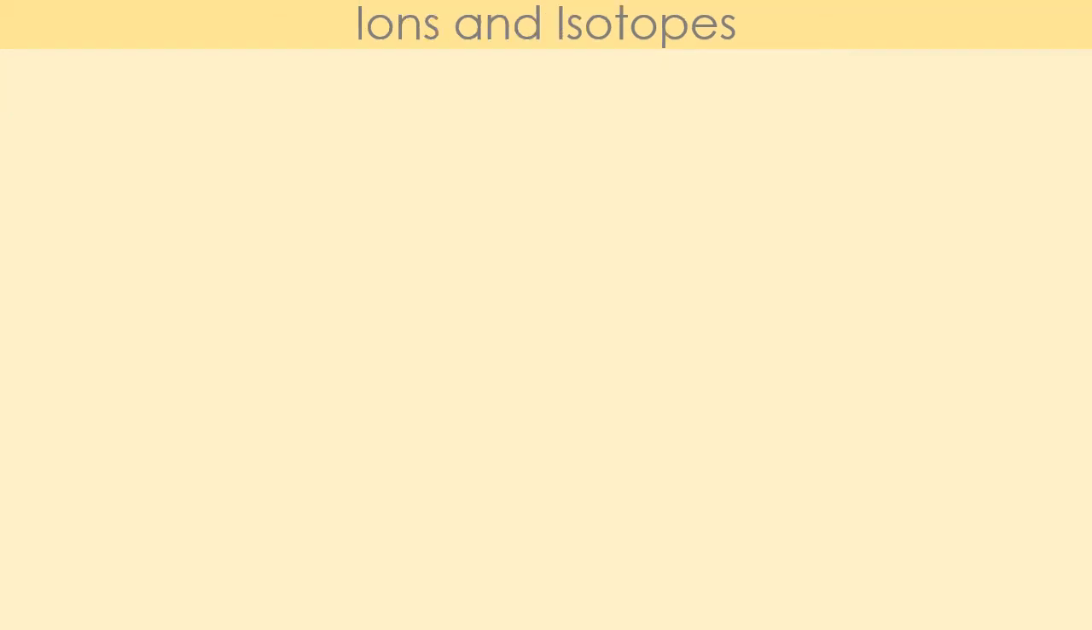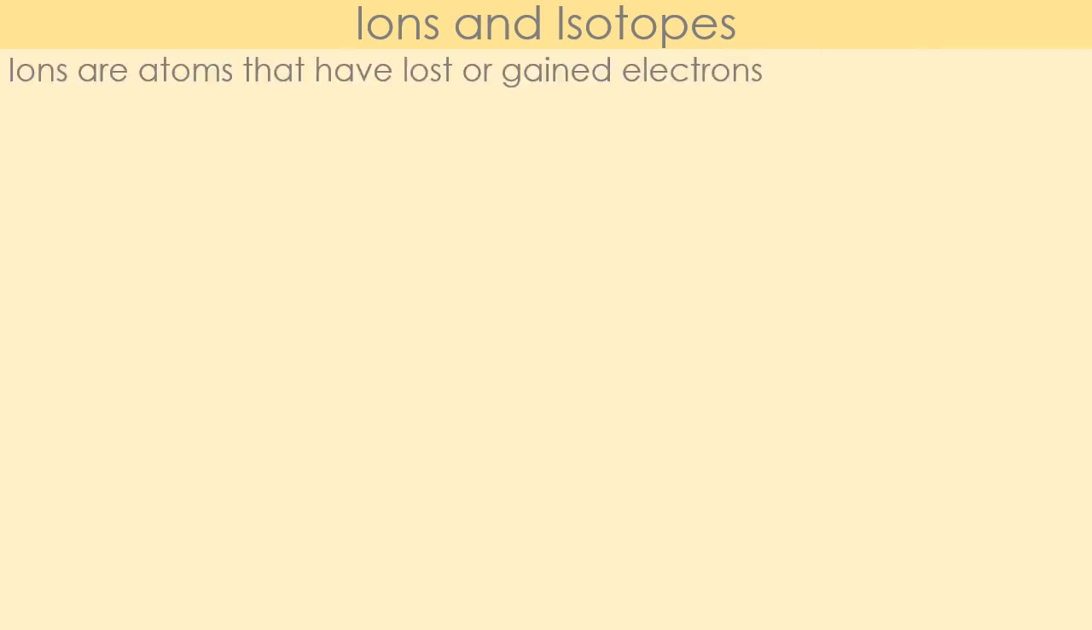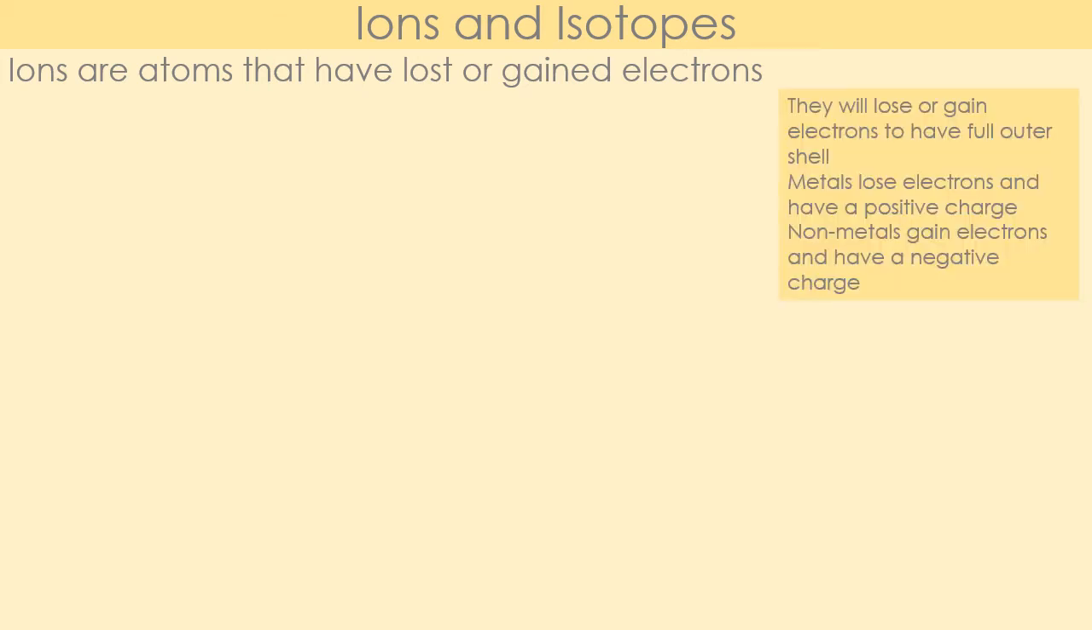We're now going to have a look at ions and isotopes. People often get these mixed up, but ions are atoms that have either lost or gained electrons. And they'll lose or gain those electrons to have a full outer shell. Metals will lose electrons and have a positive charge. Non-metals will gain electrons and have a negative charge.